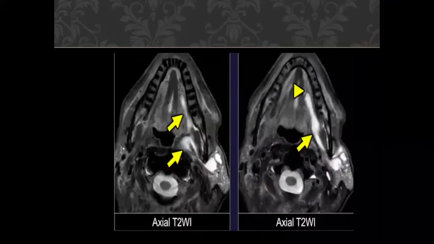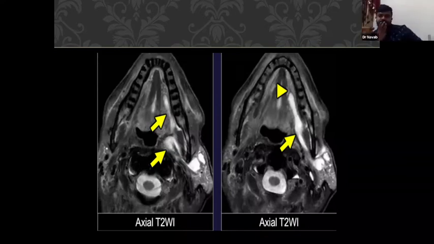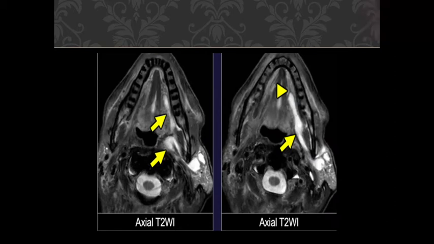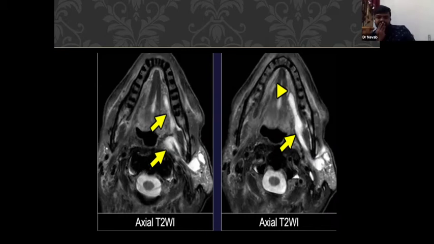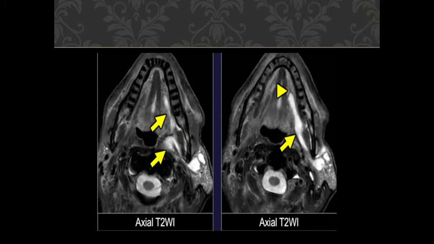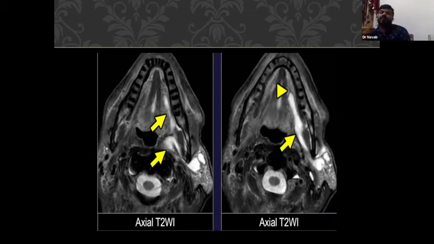Okay, sir, what is your diagnosis? What are you seeing? It's a T2 weighted image. There's a hyperintense cystic lesion. What is the location? Extending from the sublingual compartment to the parotid. It's a plunging ranula, extending to the submandibular compartment.